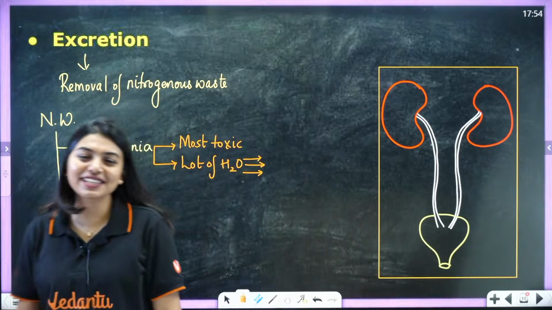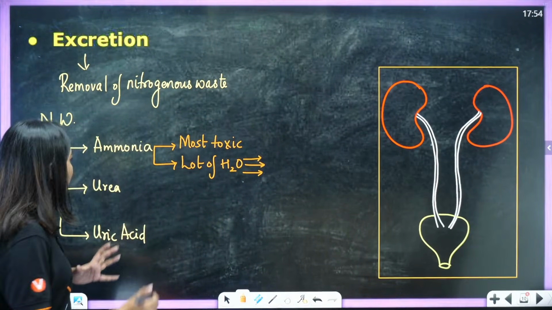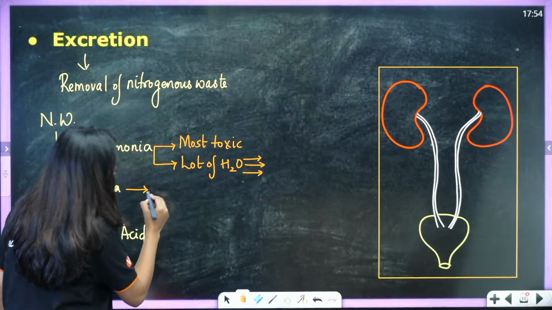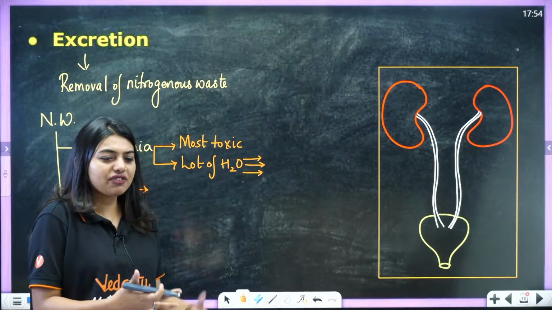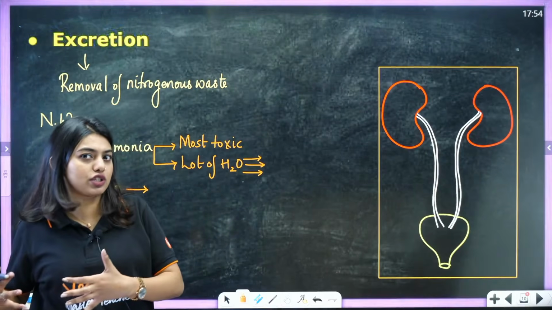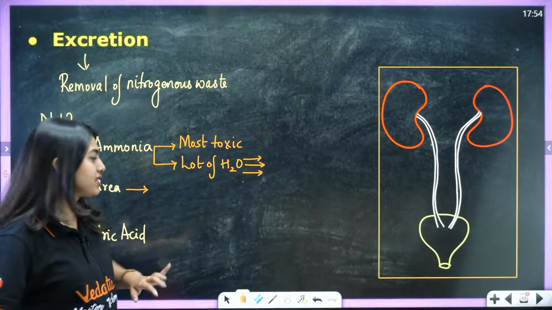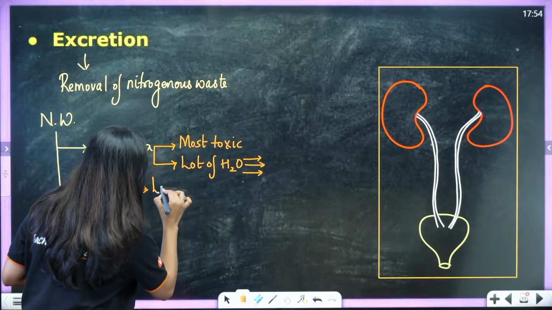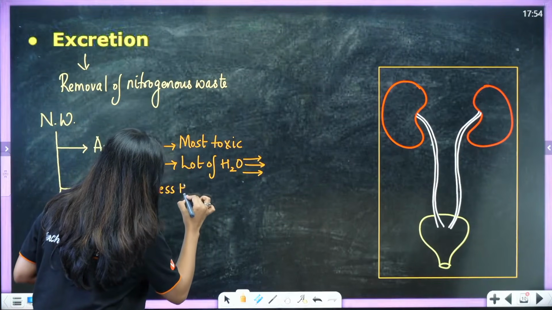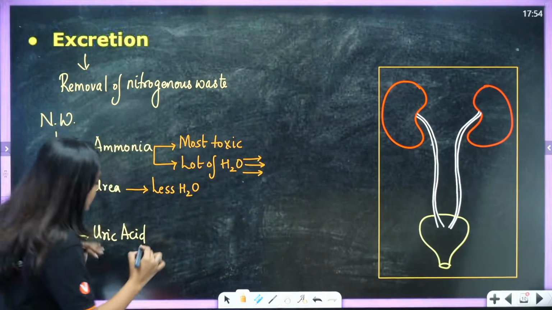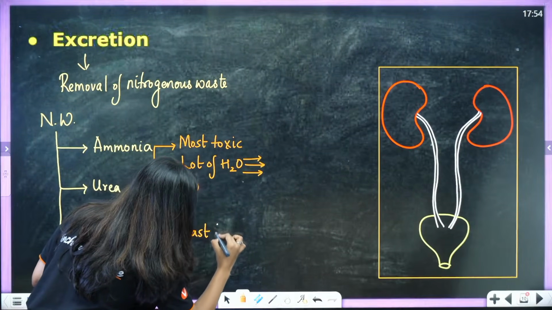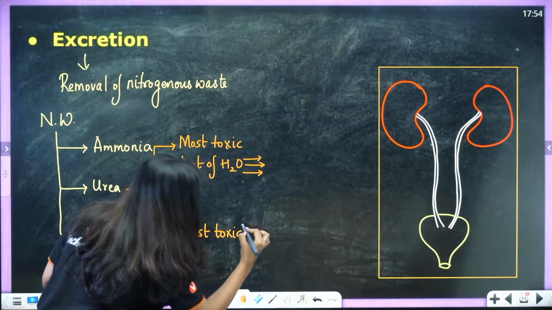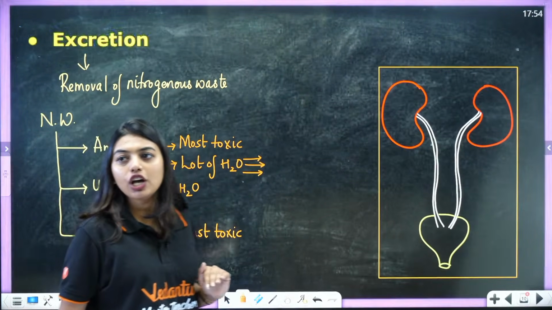So ammonia is the most toxic. Now urea is okay, like chalega types. It's not very toxic, but it's not the least toxic also. It's in the moderate situation, but it requires less water compared to ammonia. The least toxic is your uric acid.